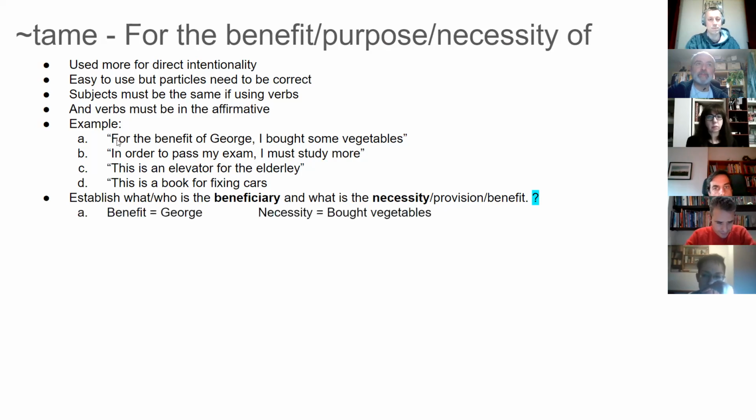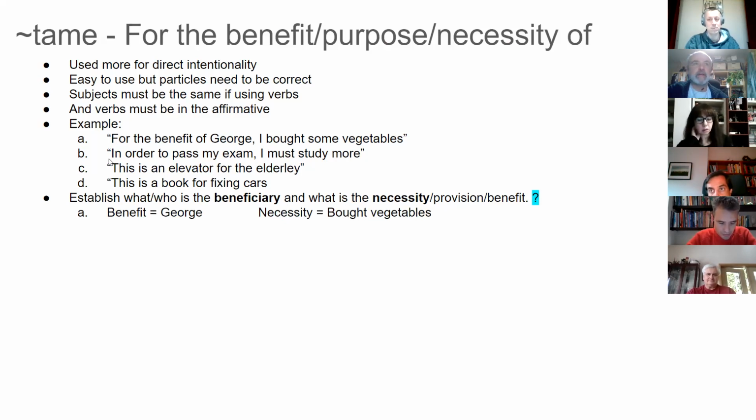So, for example, in the first one, George is the beneficiary. He's the one who's benefiting from this. And the necessity is buying some vegetables. Is everybody clear on this? This is the key part of the grammar.